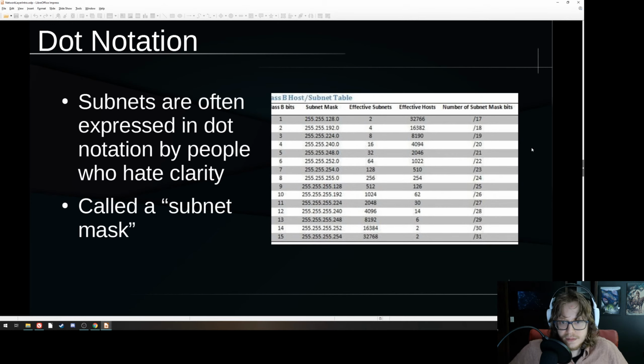So sometimes people who hate clarity and don't like dealing with the fact that numbers that are not multiples of 8 are not easily expressed in dot notation with IP addresses will use a subnet mask expressed as dot notation instead. In fact, this is probably the more common way to see subnet masks pictured. So instead of the slash notation with the IP address, you'll typically see it expressed like this: 255.255.255 dot something.